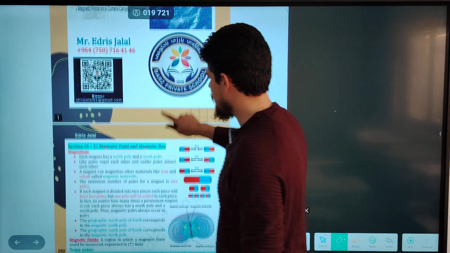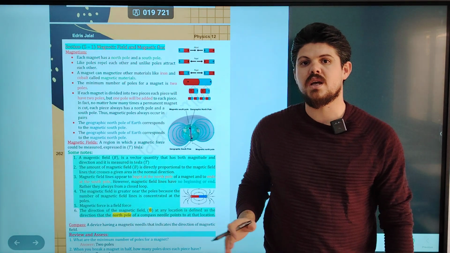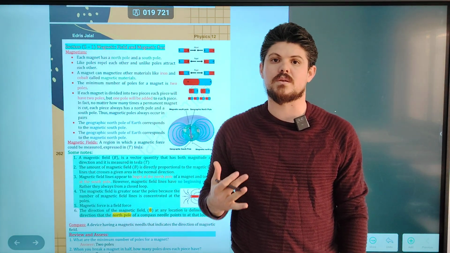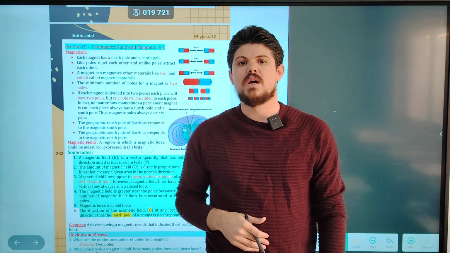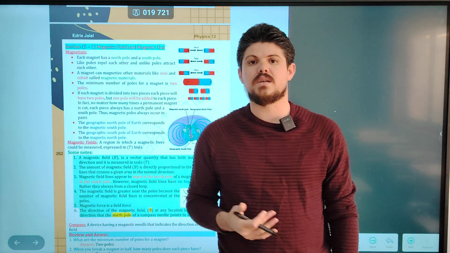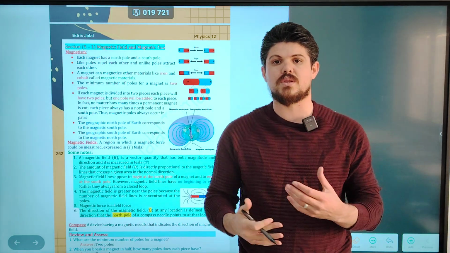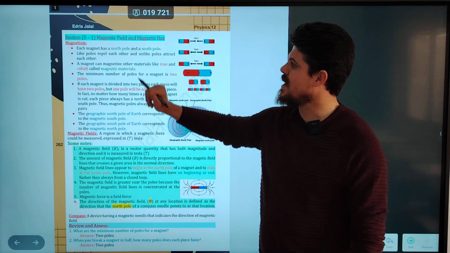Let's get started. In section 1, magnetic field and magnetic fluxes. At the end of this lesson, you will be able to understand what magnetic field lines are and what magnetic flux is. Magnetic flux is very important to easily understand Michael Faraday's law in chapter 6. So chapter 5 is related to chapter 6. Okay, we have some properties of magnetism.